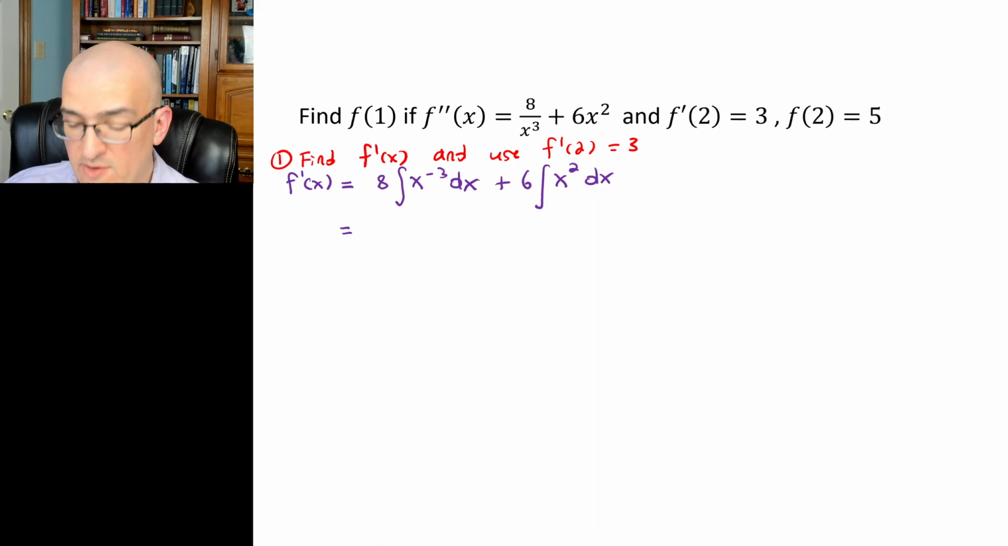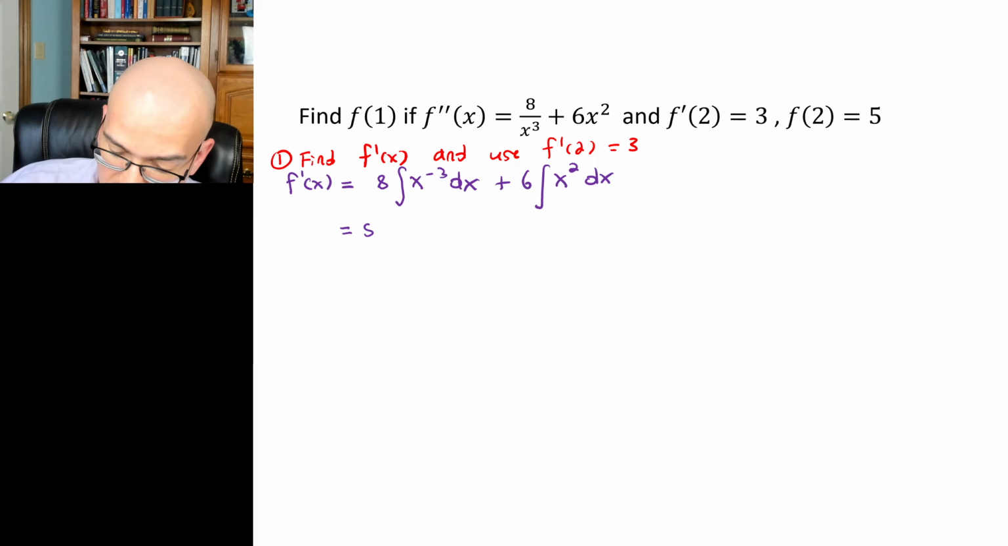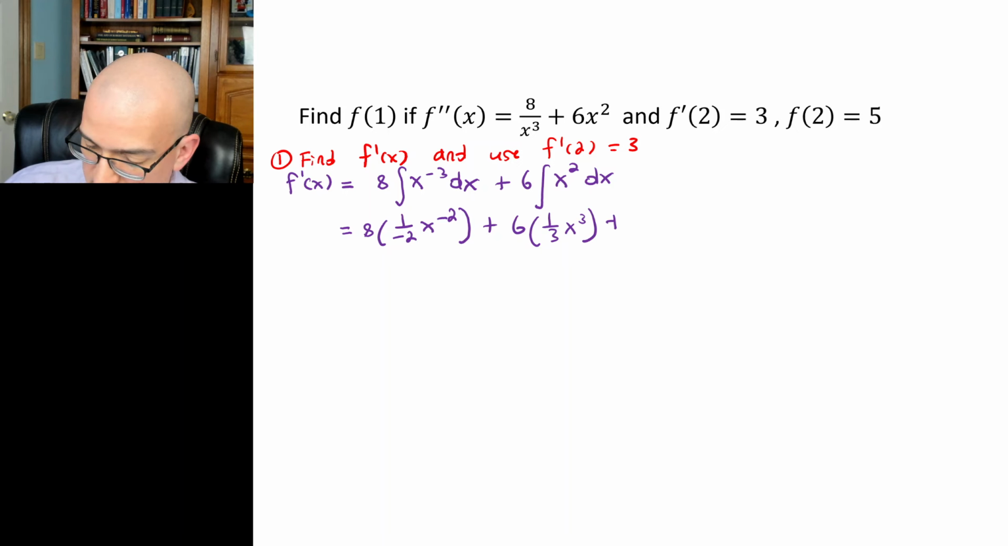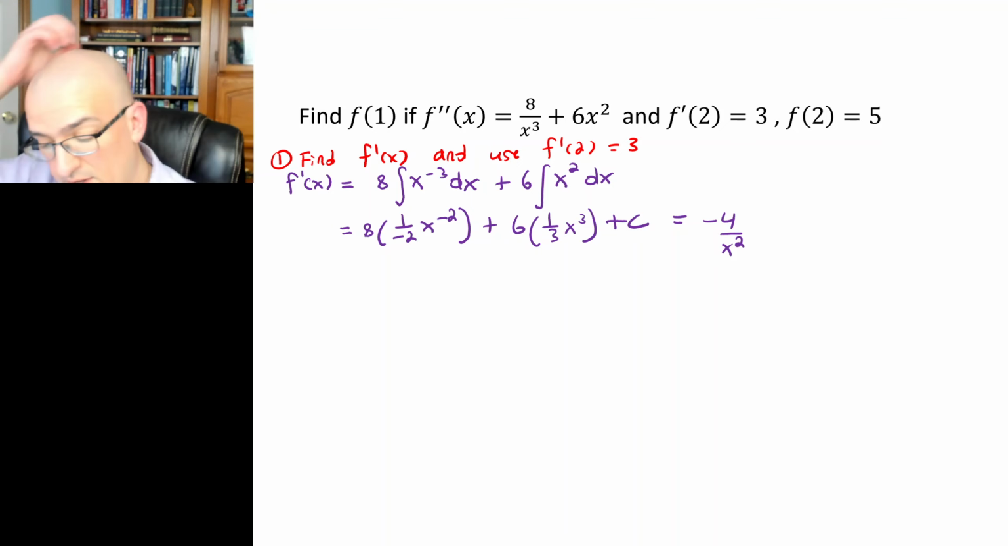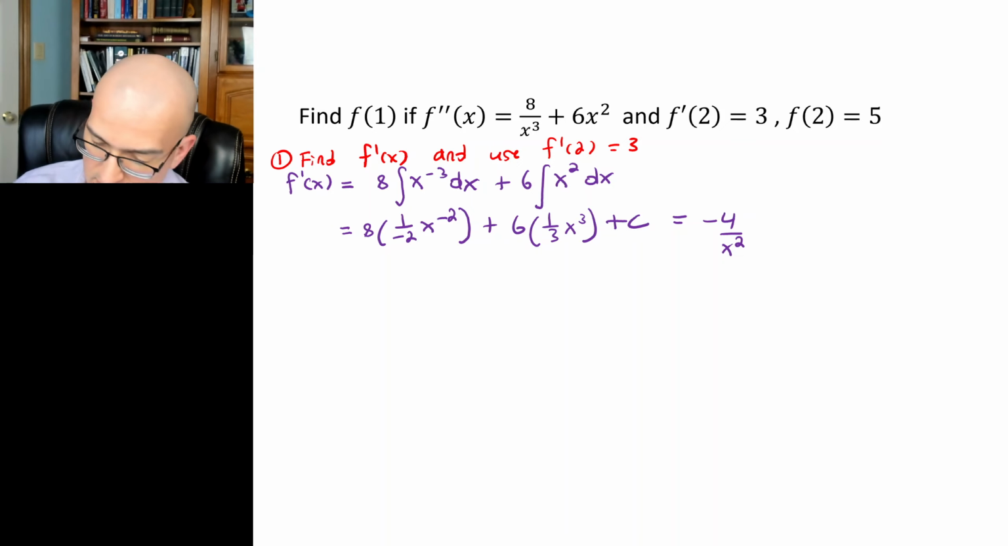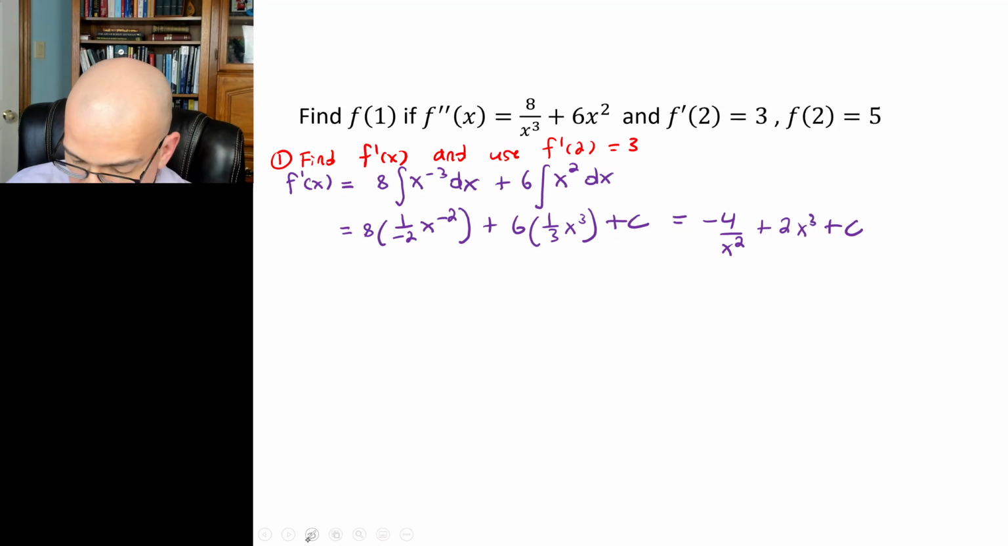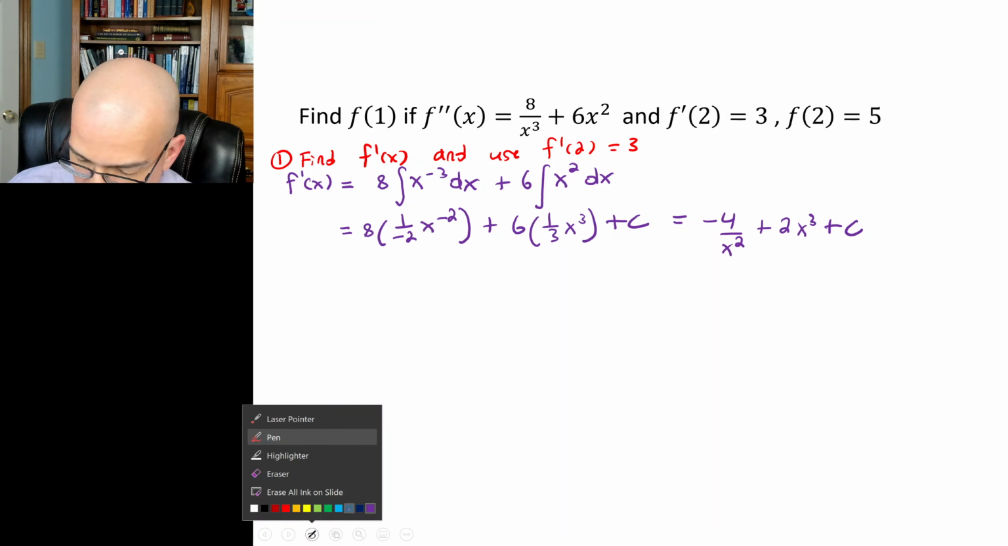So power increases by 1. We have 8 times 1 over negative 2 x to the power of negative 2 plus 6 times 1/3 x to the power of 3 plus c, which we can simplify as negative 4 over x squared. I'll do that right away. Bring that power back down. Plus 2x to the 3 plus c. Now we'll use our information. F prime of 2 is equal to 3.